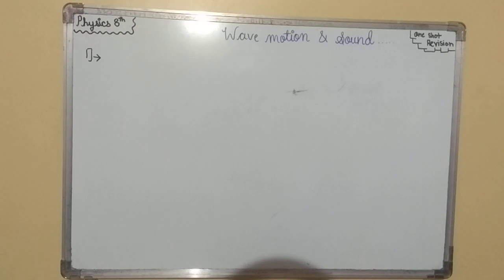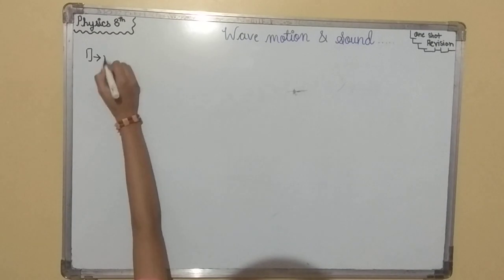Solution: false. Oscillation is to and fro motion. A complete oscillation is the motion of a particle from one extremity to the other and coming back to its original position. So going from one extremity to the other would be just half an oscillation but not a complete one. So the answer is false.